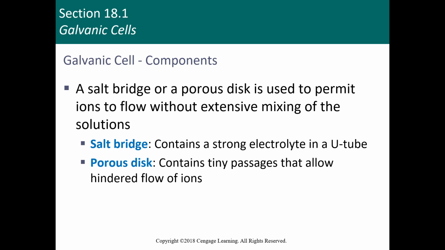A salt bridge contains a strong electrolyte in a U-shaped tube and then usually two plugs at the end to keep that electrolyte from leaking out. A porous disc is going to contain tiny passages that allow hindered flow of the ions. Usually they're size selective, and so the small ions that you transfer back and forth are going to balance your charges, and the porous disc would keep your larger ions that you need to stay in each side of the cell where they're supposed to be. All right.